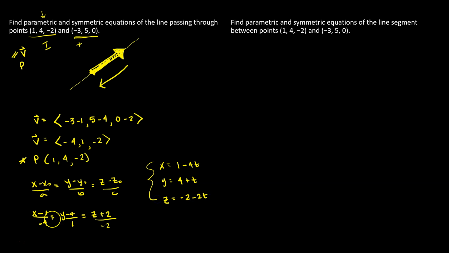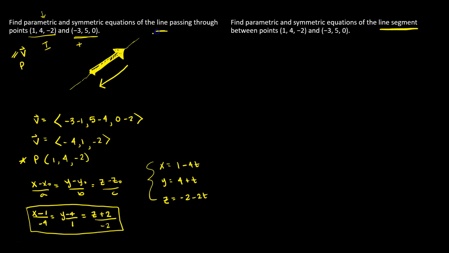So the parametric equations and the symmetric equation are describing the exact same set of points, just using different ways to do that. We have one more example on this slide, and this one is very similar to what we just did, except we're looking for a line segment here.